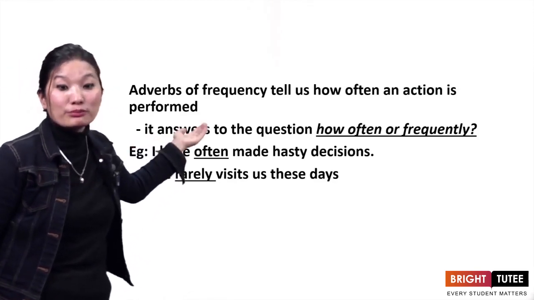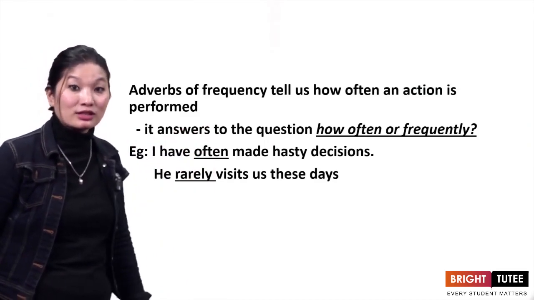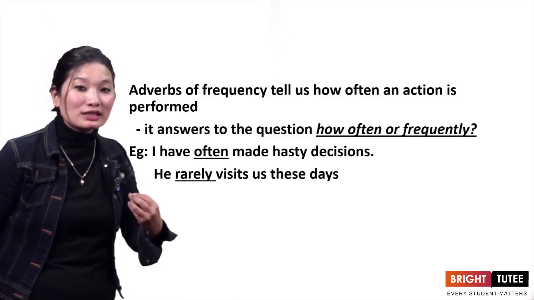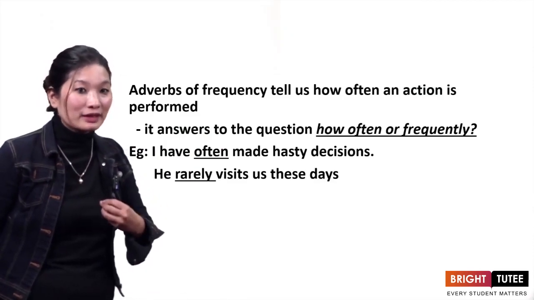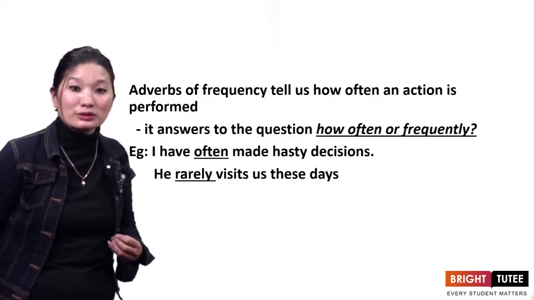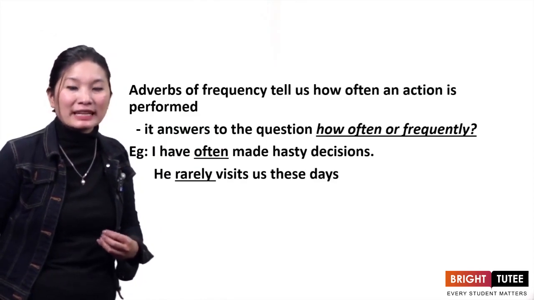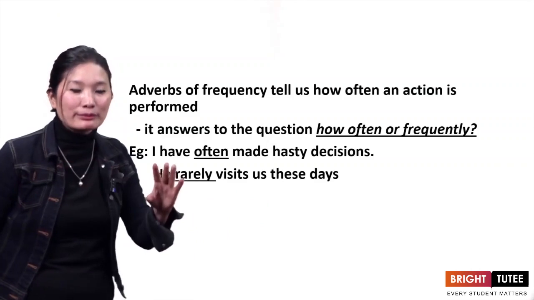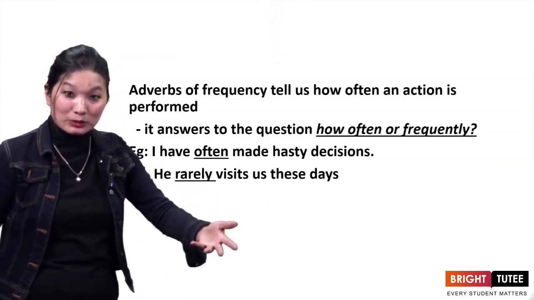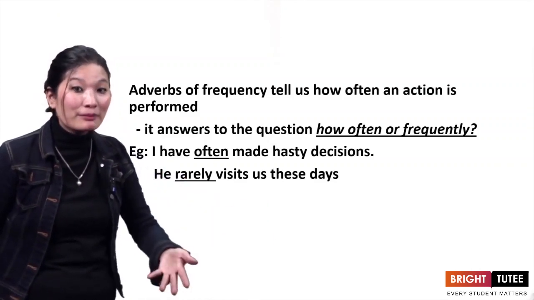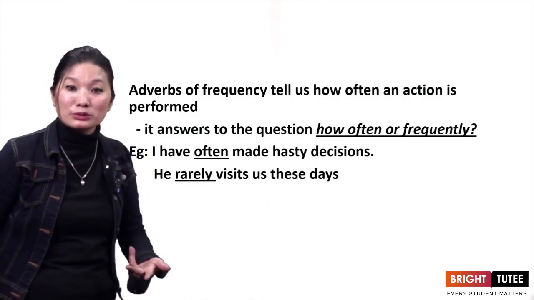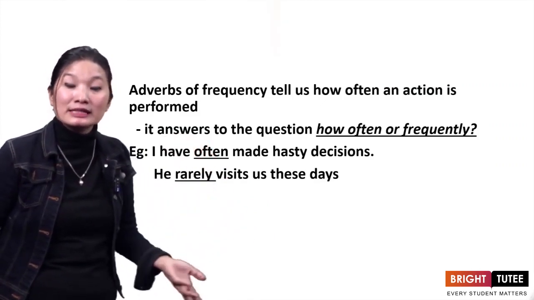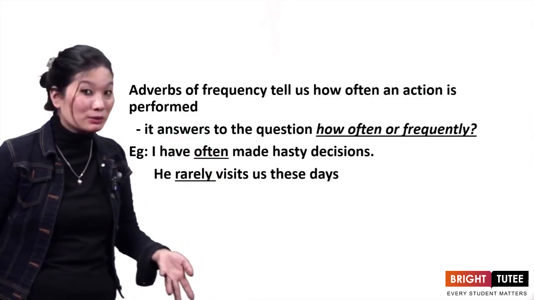I have often made hasty decisions. Hasty means quick, hurry, okay? Without thinking, you make a decision, later you regret. Example, your friends called you out to go for an outing. Without waiting for your parents to come home, you just quickly made your decision and went out with your friends. When your parents come back home, they may scold you for going there, or if you meet with an incident which is not very pleasant, your parents will scold you.